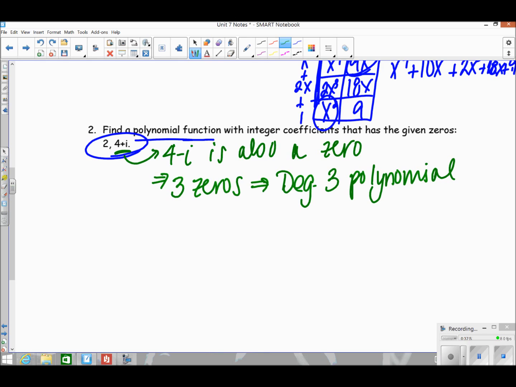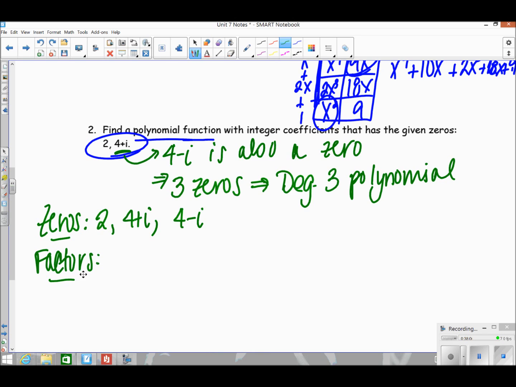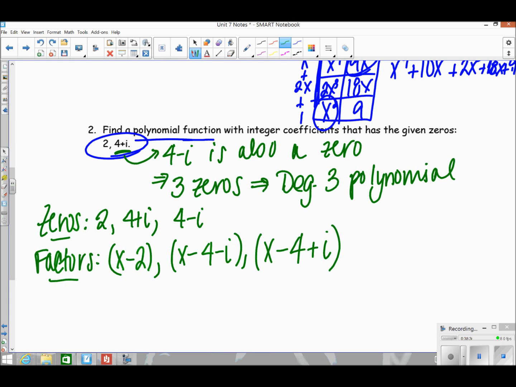So what I'm going to do is first write all of my zeros out. So my zeros are going to be 2, 4 plus i, and 4 minus i. The factors are going to be the opposite signs. So x minus 2. Opposite signs for each of these. So x minus 4 minus i. It's like you're distributing a negative through to each piece, or you're distributing the opposite sign through. So this one is going to be opposite sign for the 4, so x minus 4, opposite sign for the i is going to be plus i.